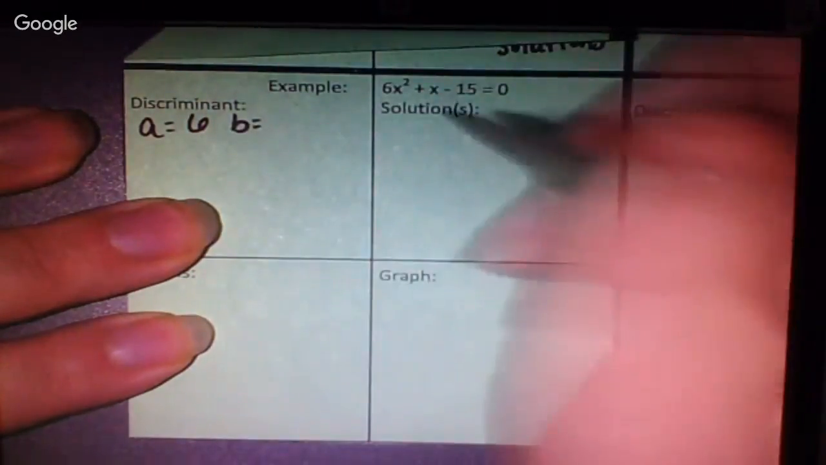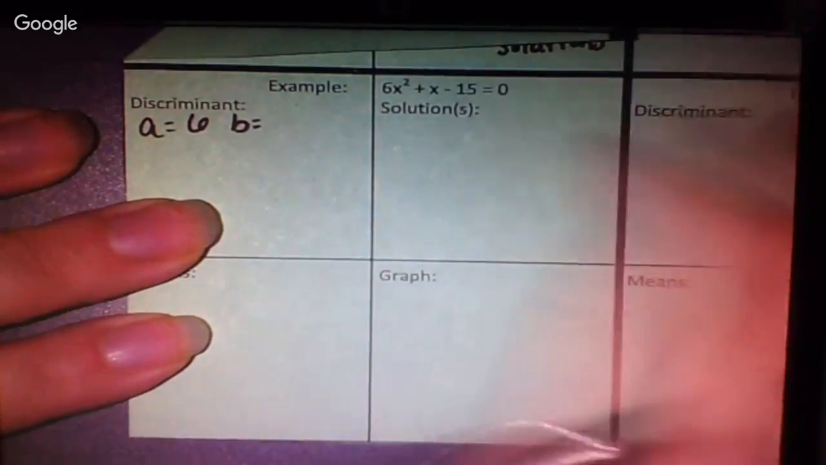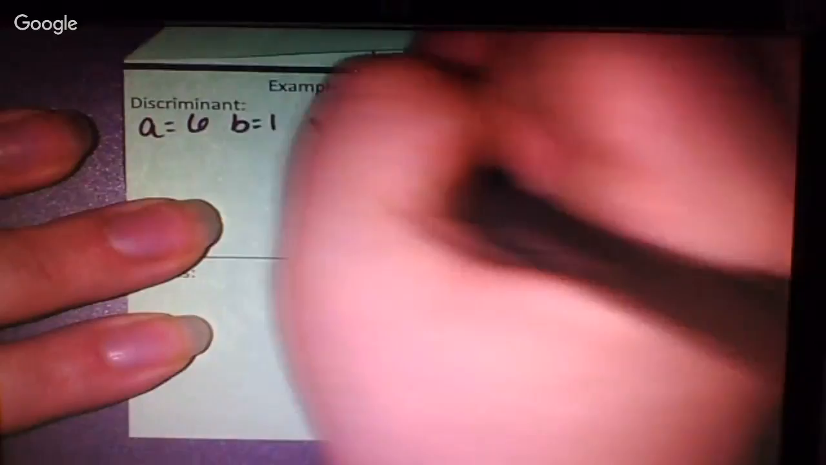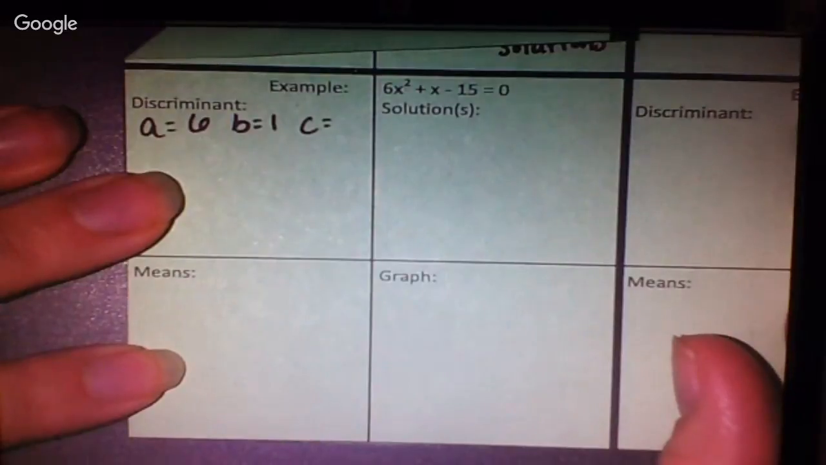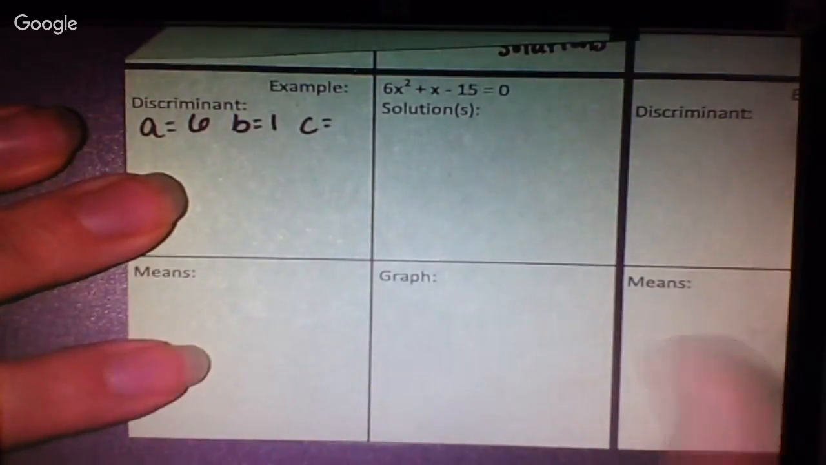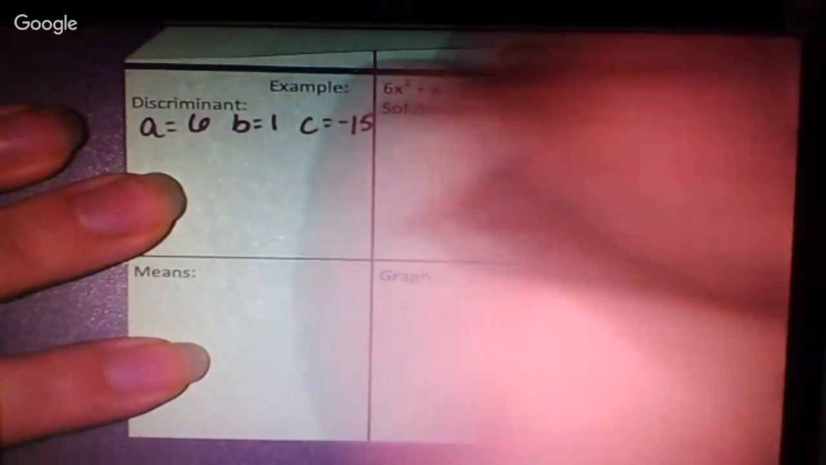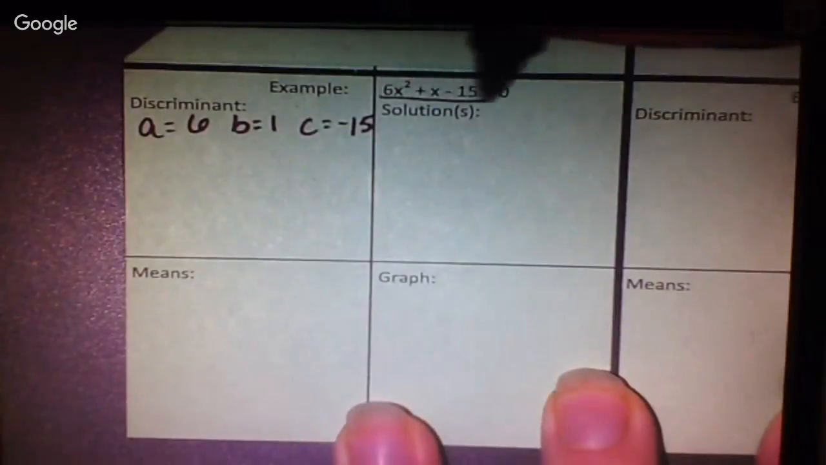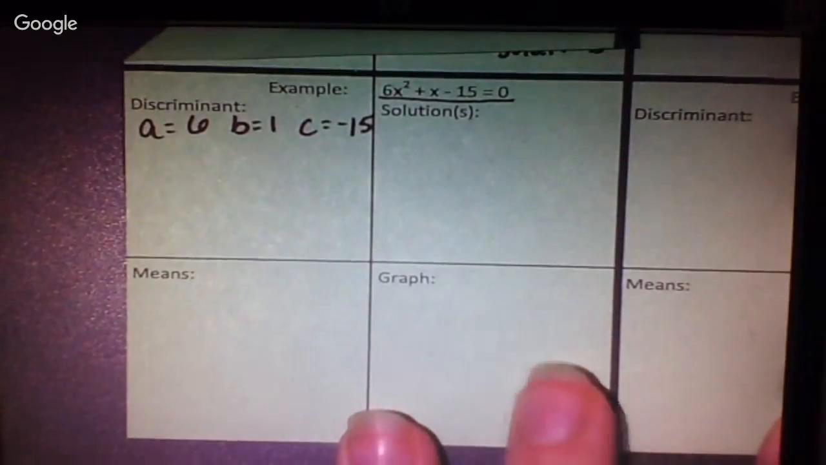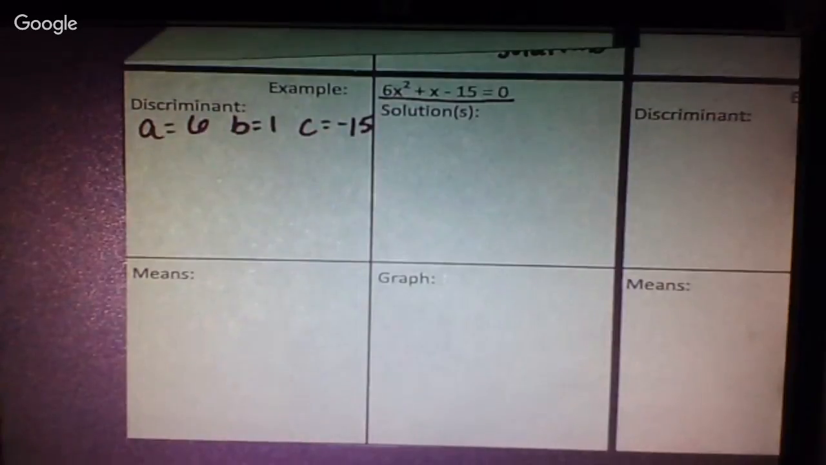What does my B value equal? 1. And finally, what's your C value? Negative 15. I'm pulling all of these numbers from the example that they gave you here. So again, your A is your coefficient in front of x squared. Your B is your coefficient in front of your x. Your C is the constant off to the side.